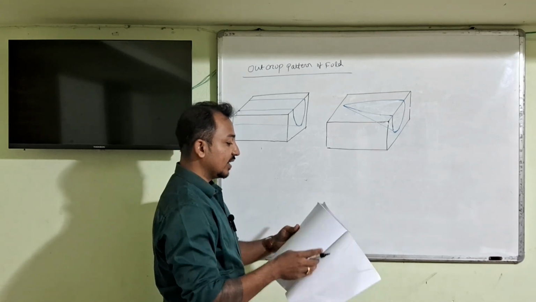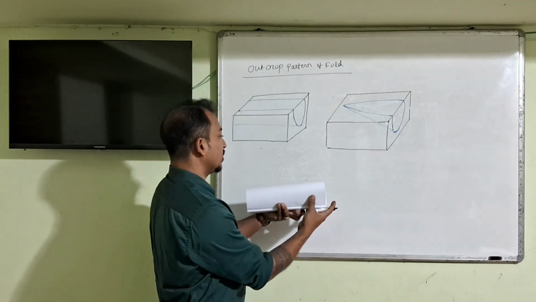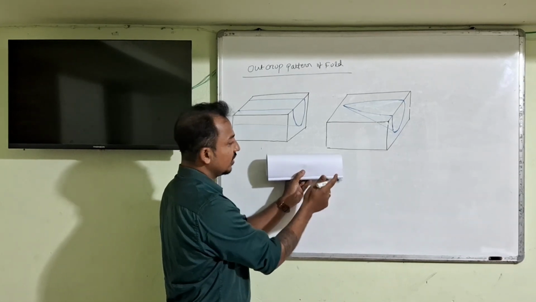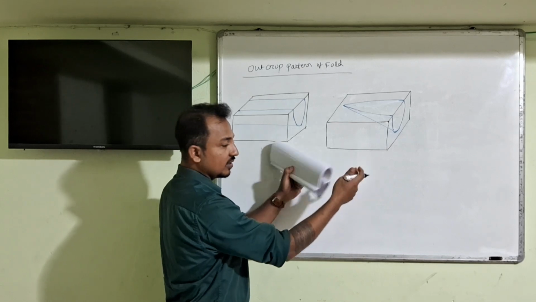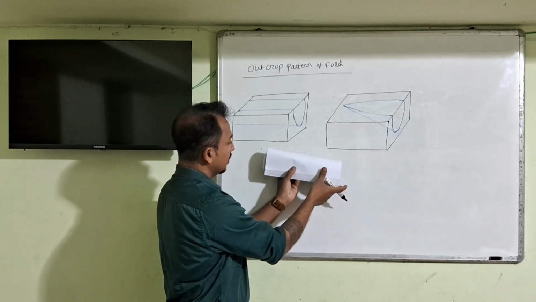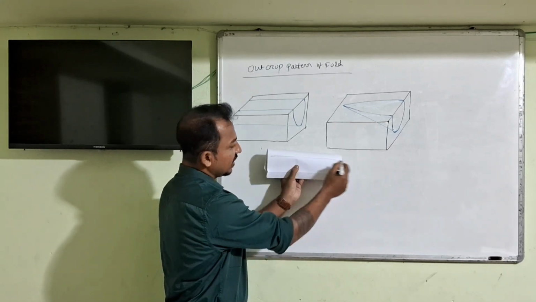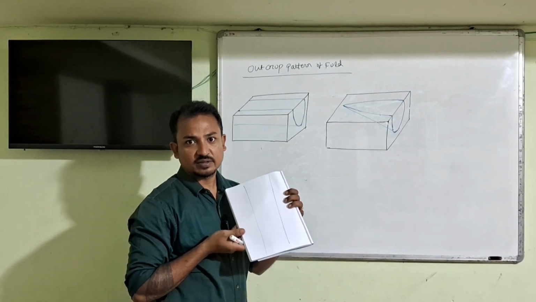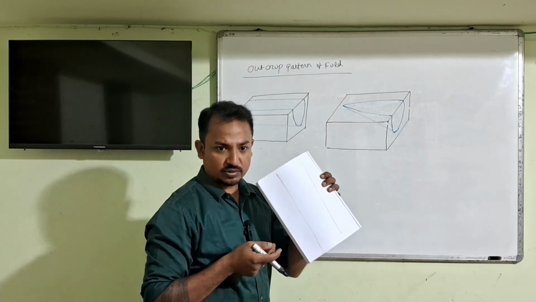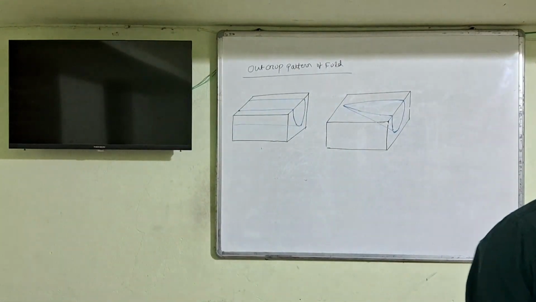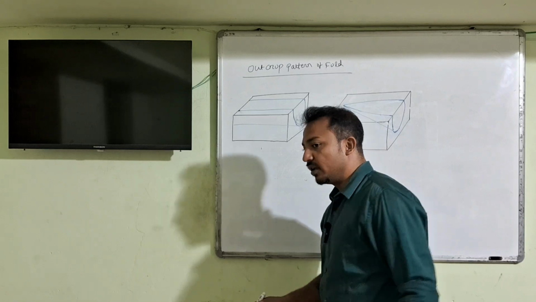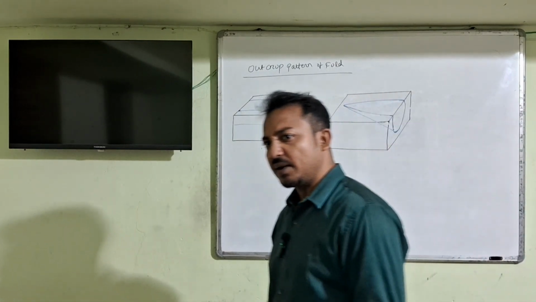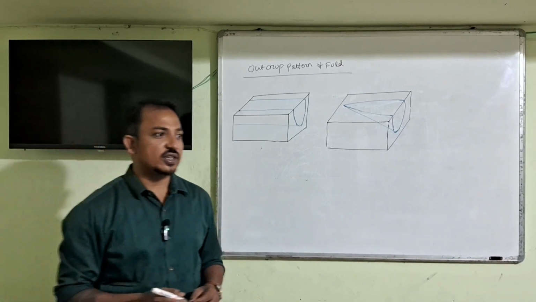If it is a non-plunging fold, then the exposure will be here, horizontal, so they will produce straight lines. Understood? So remember, in a non-plunging fold, the outcrop lines are straight and parallel to each other.